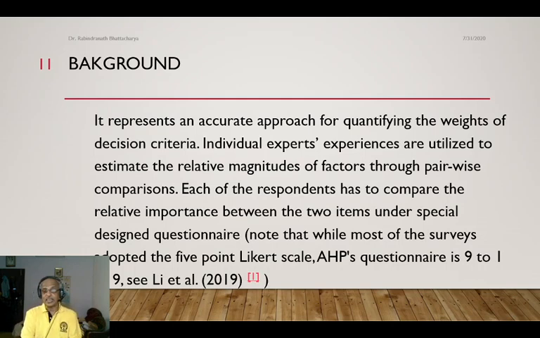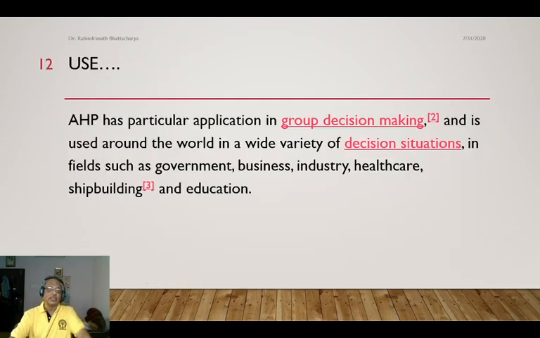Generally, it is a Likert scale, but in the AHP questionnaire, it varies from 1 to 9, and all odd numbers are generally taken, but sometimes even numbers are taken for decisions where consensus is not there. So AHP has particular application in group decision making and is used around the world in a wide variety of decision situations in fields such as government, business, industry, healthcare, shipbuilding, and education.